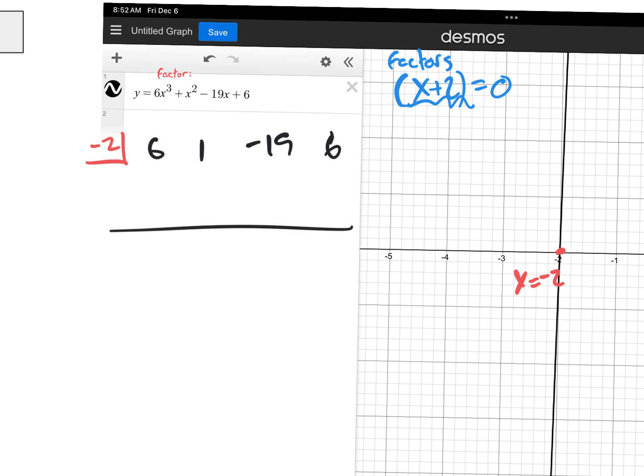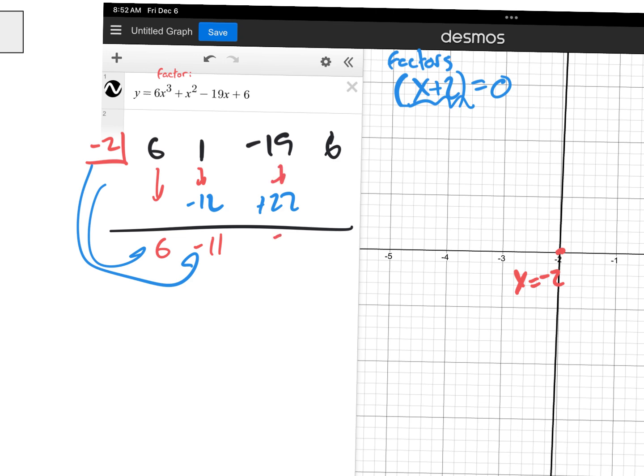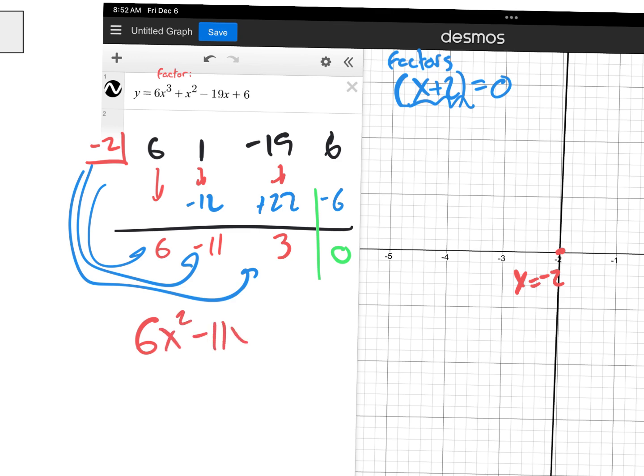And as you go down, combine 6 plus 0 is 6. As you go up, multiply -12. As you go down, combine, it's -11. As you go up, multiply +22. As you go down, combine, that's 3. As you go up, multiply, that's -6. And we're happy because that remainder is 0. And we know that if you divide a polynomial by one of its factors, you should get 0. This is your remaining quadratic trinomial, which would be 6x squared minus 11x plus the constant 3.